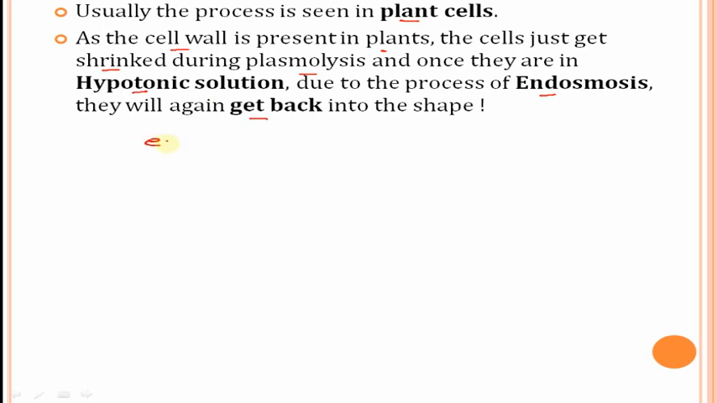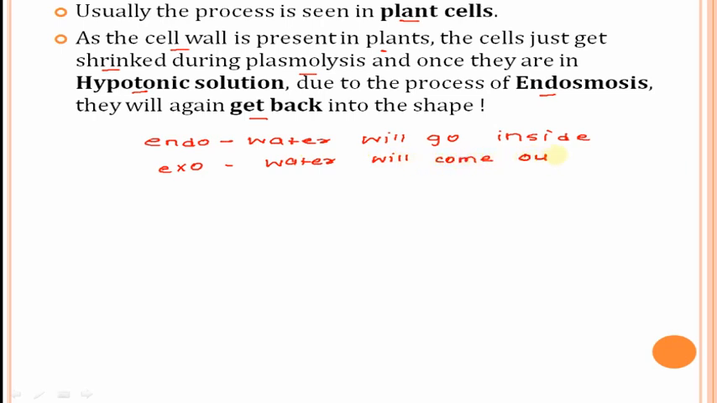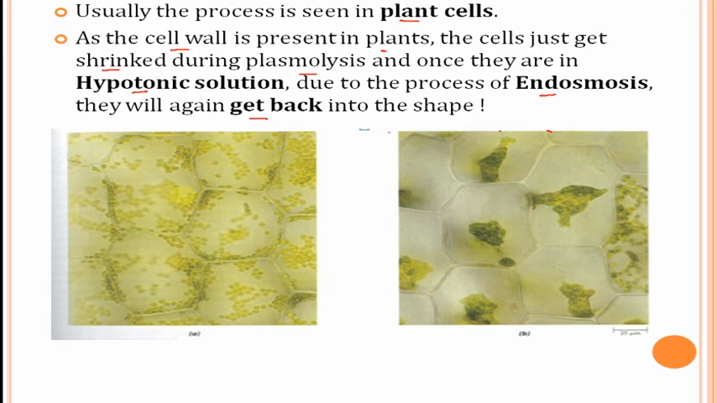Right? So what we can say? Endosmosis, in this process, the water will go inside the cell, and during the exosmosis, the water will come outside from the cell. So this is one of the examples of a plasmolysis. In this condition, this is the normal cell, and when the cell was put in the hypertonic solution, this happened to it. So you can see that the cell is shrunk, but due to the presence of cell wall, there is no damage to the cellular structure.